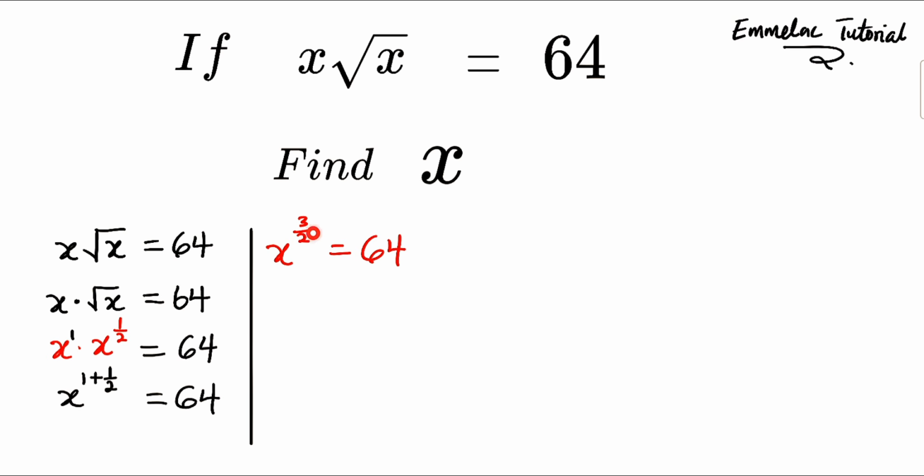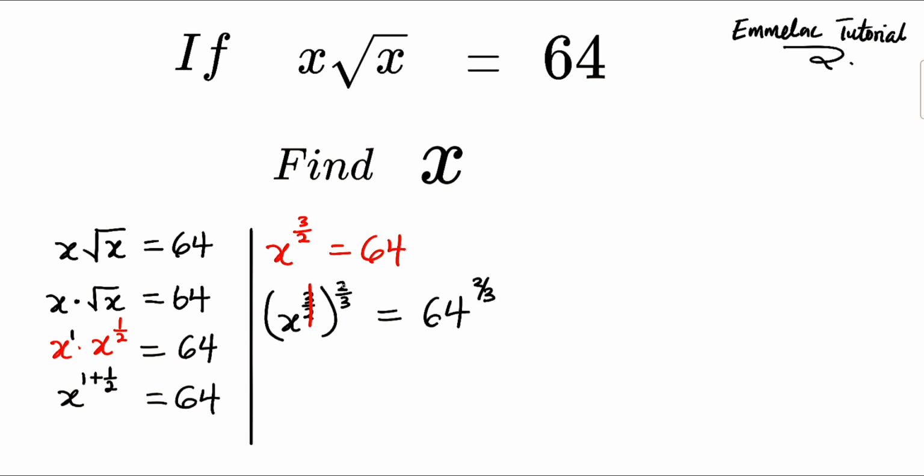So at this point I want to move this 3 over 2 over to the right hand side, making it an exponent also to 64. All I just need to do is to raise both sides of this equation by the reciprocal of 3 over 2, and we know that the reciprocal of 3 over 2 is 2 over 3. So here we have x raised to 3 over 2 all raised to its reciprocal, which is 2 over 3. Then we apply the same to 64, that will be 2 over 3.